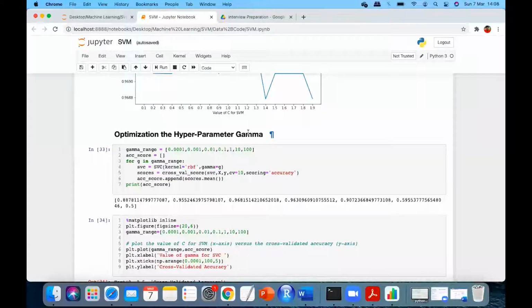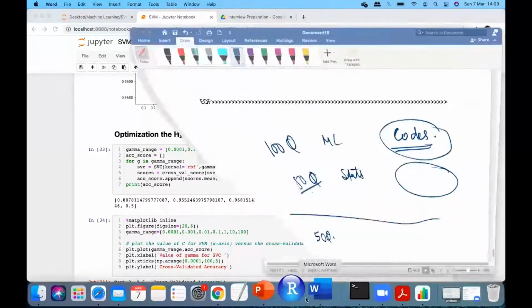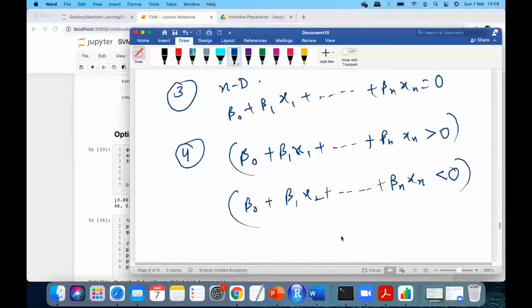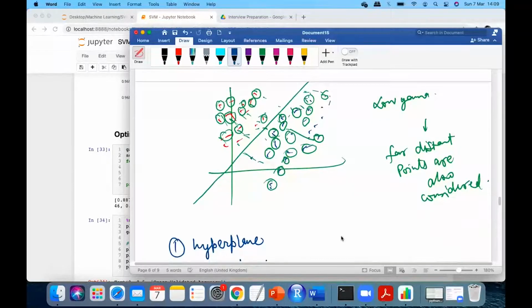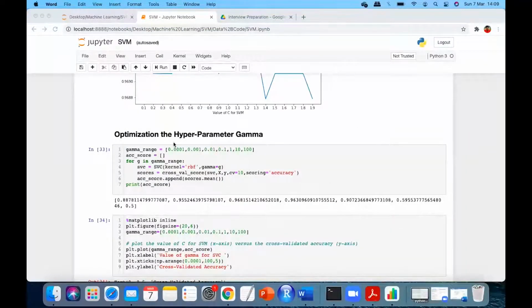Someone spoke about that, let's say gamma. So a low value of gamma, what was it telling me? Far and near points. Right, far distant points are also considered, right? Keeping that concept in mind, we won't apply that concept here.